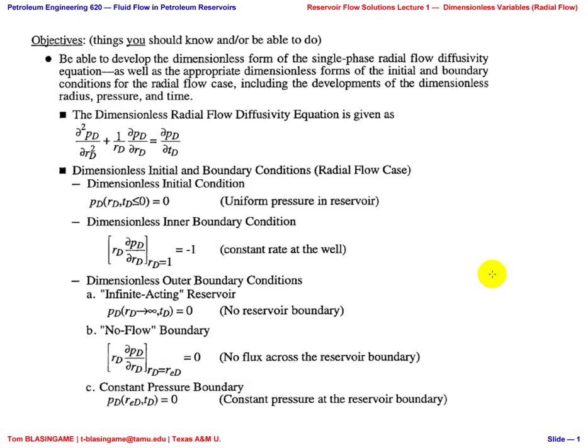Okay, so tonight we talk about the development of the dimensionless variables. And again, for the math ladies, we're going to convert these stupid problems into something you can solve.